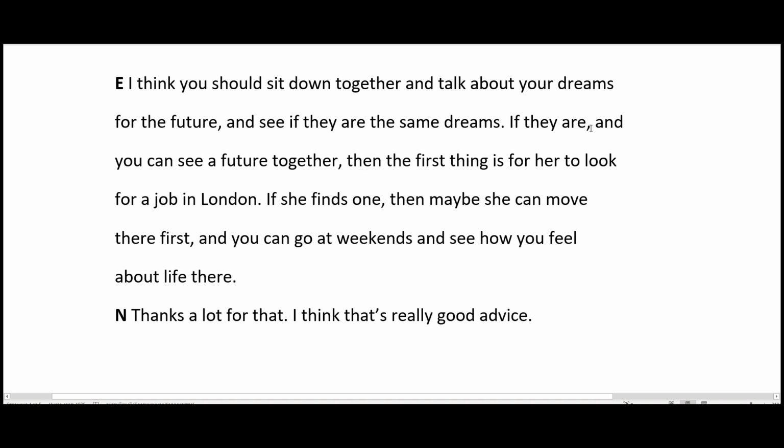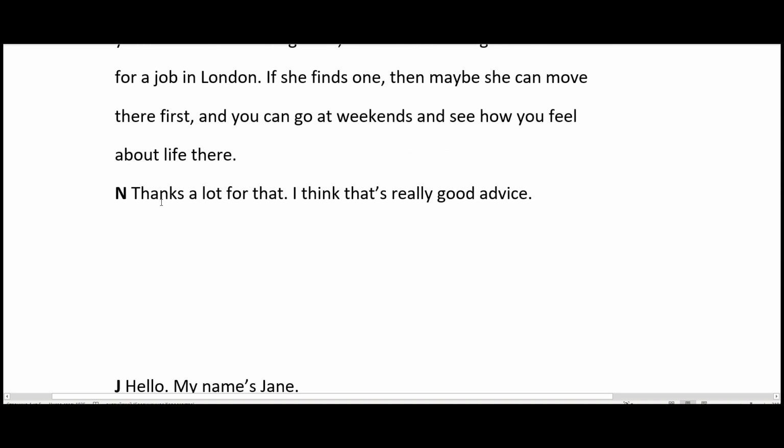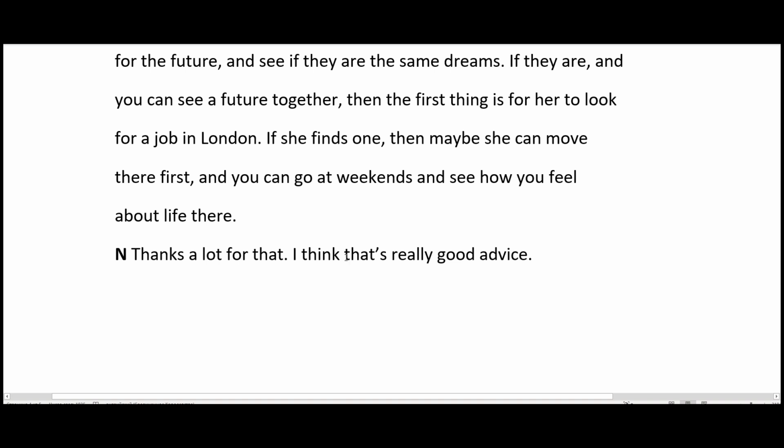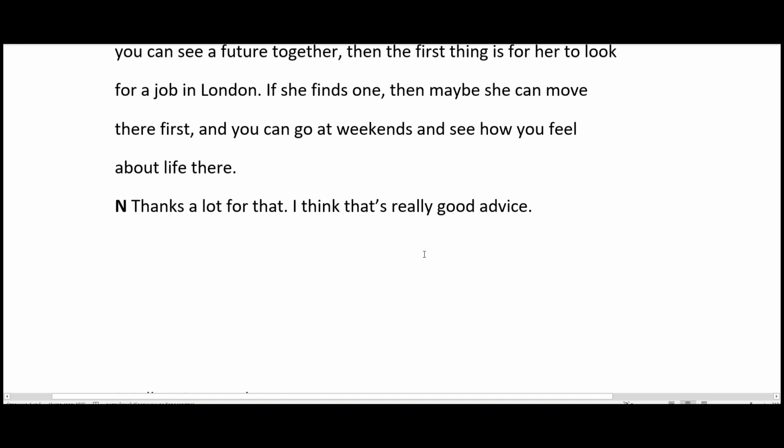Если они совпадают или мечты те же самые, и вы можете видеть будущее вместе, тогда первая вещь, которую ей нужно сделать, это все-таки поискать работу в Лондоне. Если она найдет работу, затем, может быть, она может переехать туда сначала, и вы можете видеться по выходным и посмотреть, как вам там будет жить, how you feel, то есть что вы будете думать про эту жизнь там. Так, и Ник говорит, спасибо за это, я думаю, это очень хороший совет. И такой вот вариант. Так, дальше.